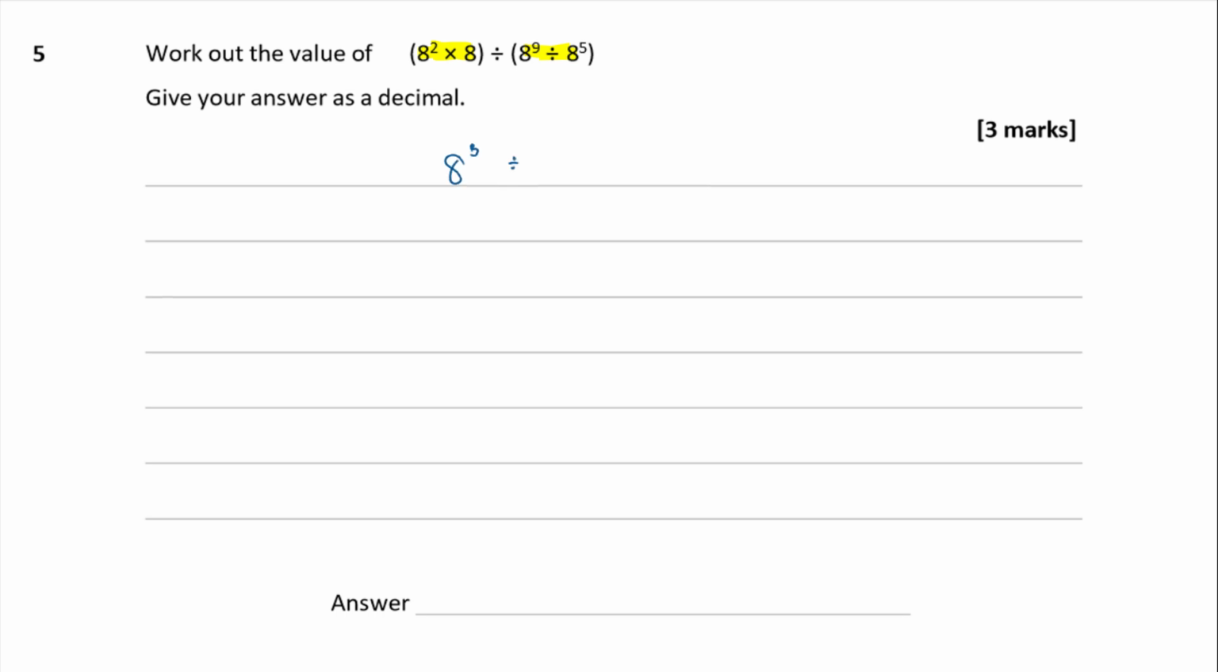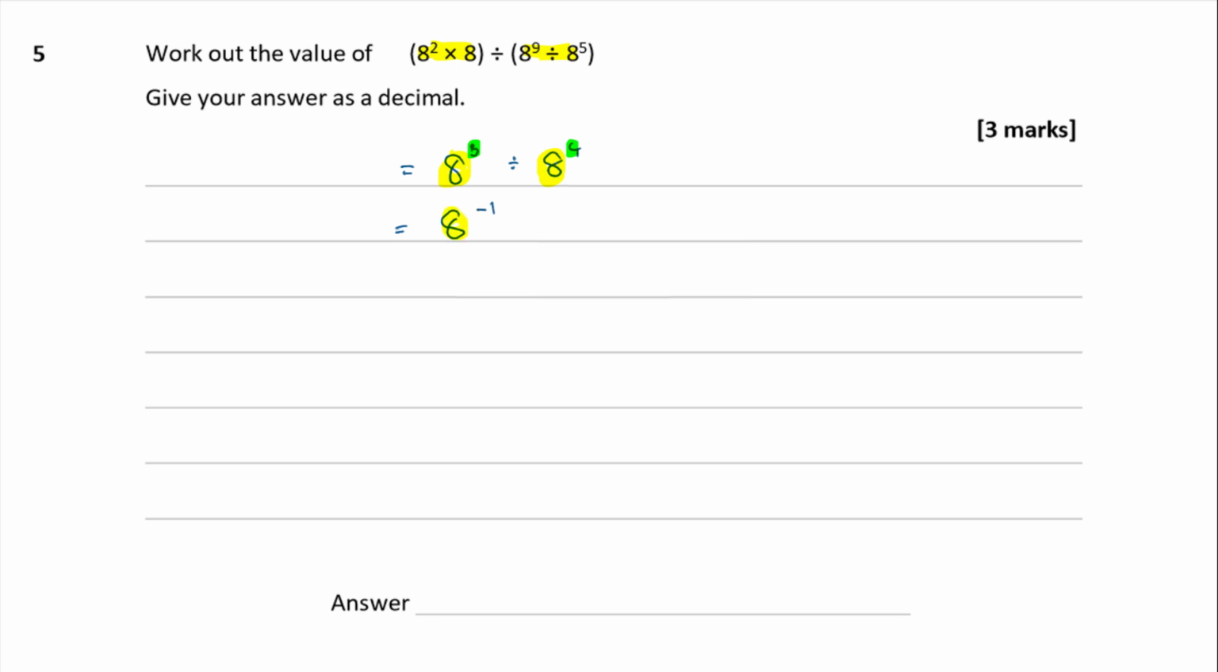Divided by a to the power of 9 divided by a to the power of 5. So 9 subtract 5 is 4. So it's a to the power of 3 divided by a to the power of 4. So again, I've got two numbers with the same base, so I'm going to subtract the indices this time. So 3 subtract 4, that's going to be a to the minus 1 then, isn't it?